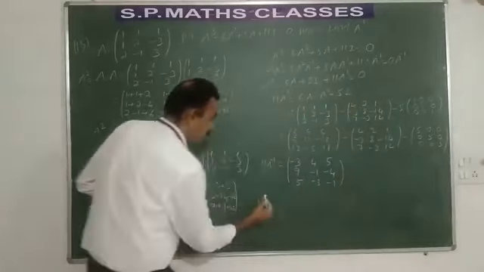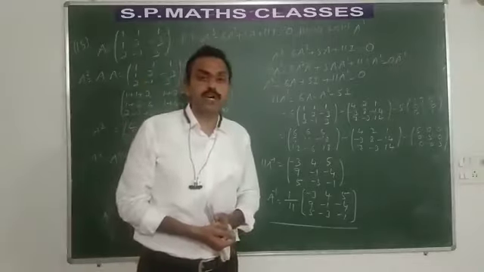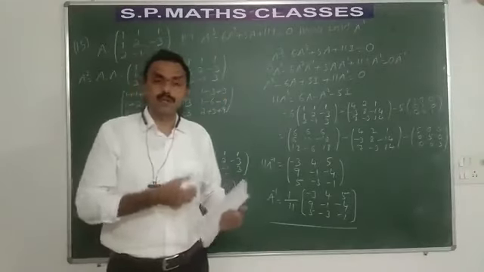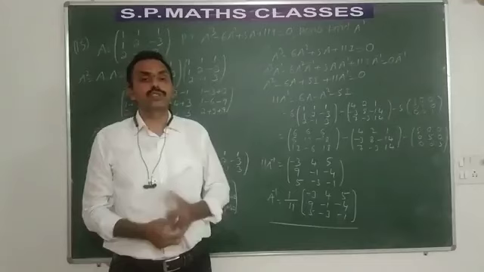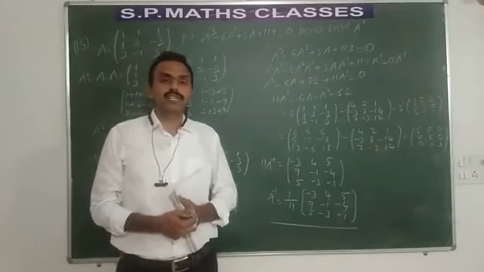What is A inverse? 1 by 11 into minus 3 4 5, 9 minus 1 minus 4, 5 minus 3 minus 1. It is the lengthiest problem, but we have to know how to solve this. So, I think we have understood all the problems which we have done today. Please solve these problems today, and tomorrow we will be solving some more problems. That's all for the day. Thank you.